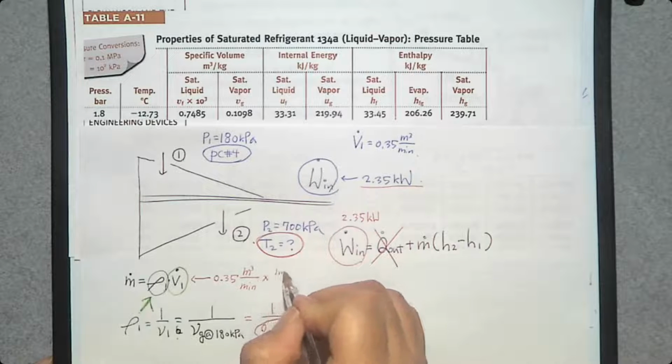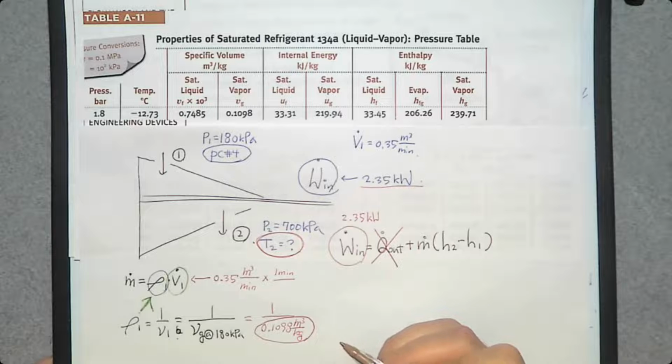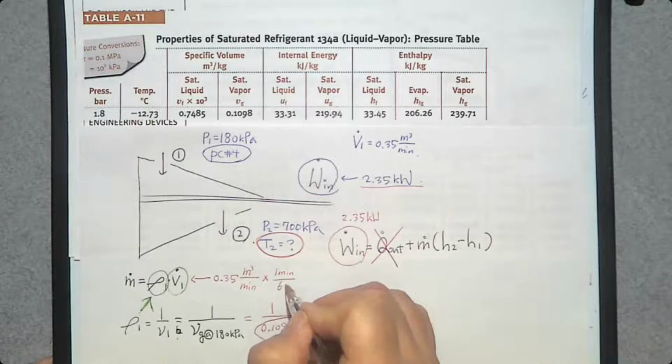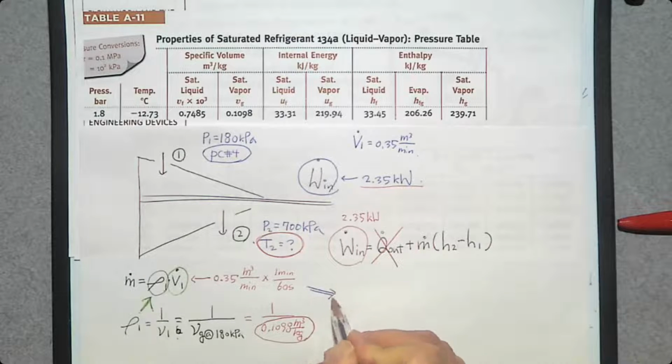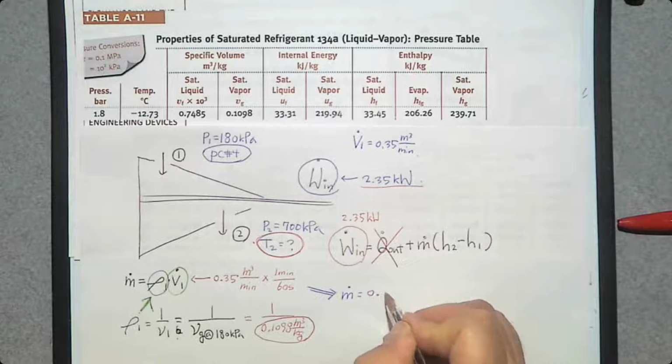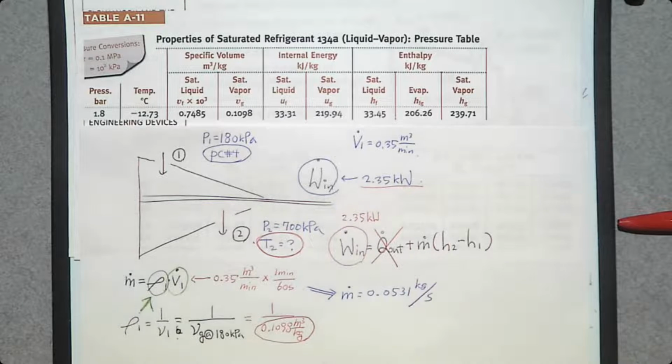So 1 minute is how many seconds? 59? Yeah, 59. No, 60 seconds. We want to live longer, right? So from that, you can determine the mass flow rate. So from this calculation, you get m dot. What is it? 0.0531 kilogram per second.